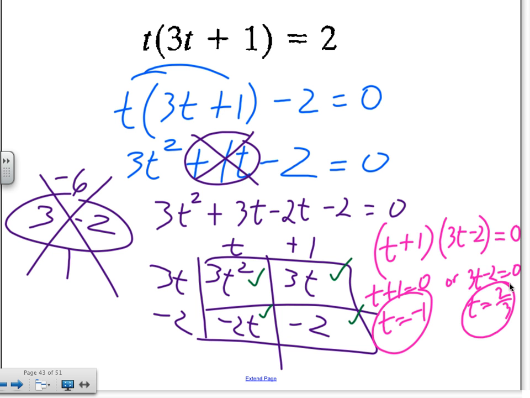2 answers. You can certainly plug it in and test it, and it works. Because think about this: you take your negative 1 and plug it in here. You get 0. 0 times anything is 0. It works. And of course, you take 2/3 and plug it in here. You get back a 0 as well. And 0 times anything is still 0. Okay. So those are called your roots.